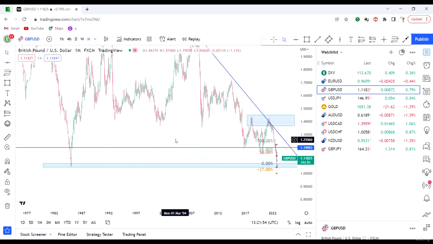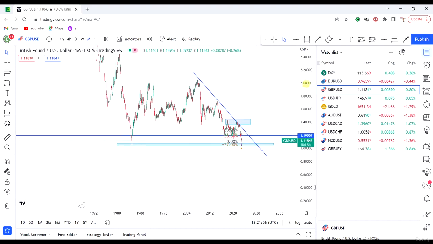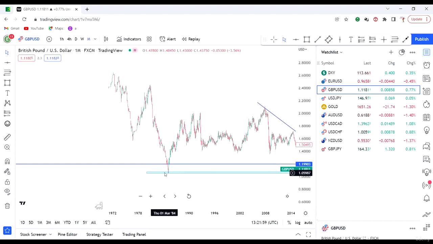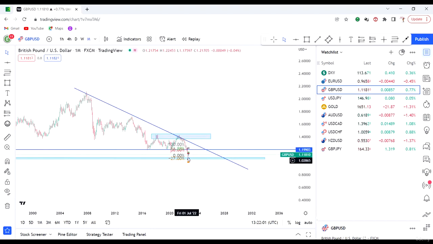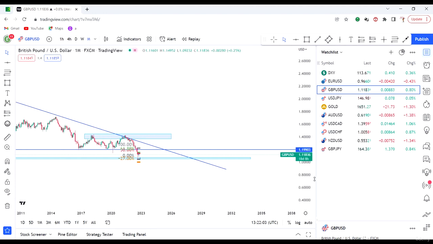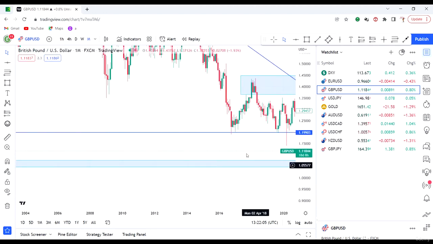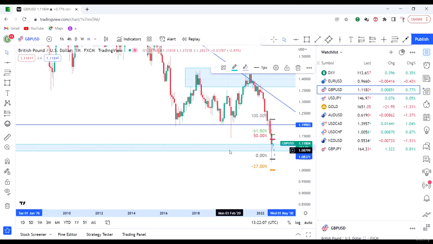You see why I spoke about major support and resistance. Now this is a major support, and you can see that the market came here and tested it and went back. So it's a very strong support and resistance zone.